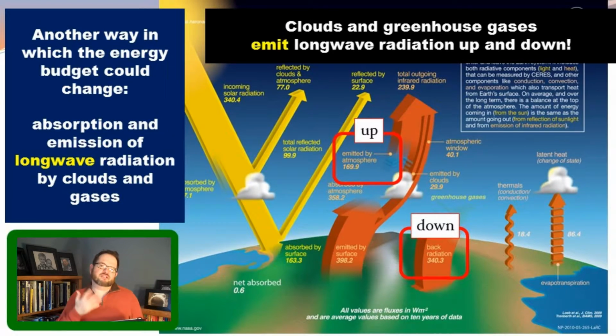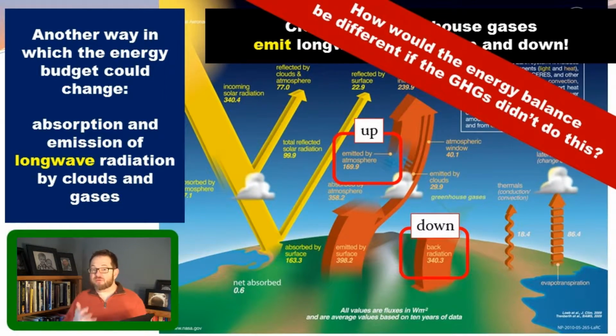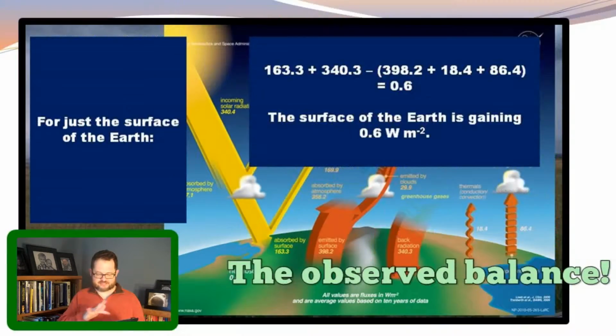A good little thought experiment we could do is to say how it would be different if the greenhouse gases weren't doing this. What if the Earth's atmosphere either didn't have greenhouse gases in it, or those gases just didn't do this? Well, it turns out with this information from these slides that NASA provided us, these observations of the fluxes of shortwave and longwave radiation and so on, we can think about this.